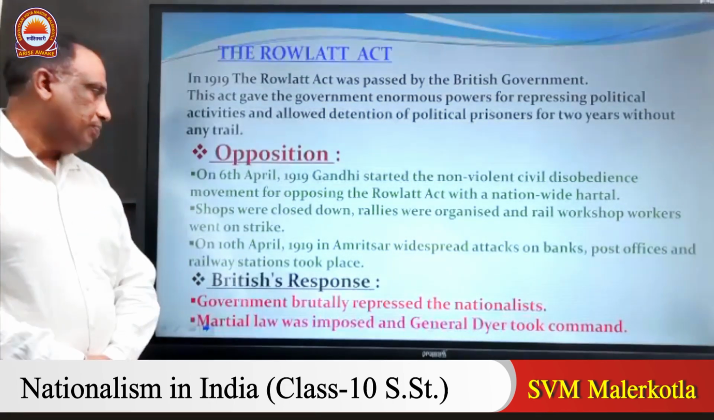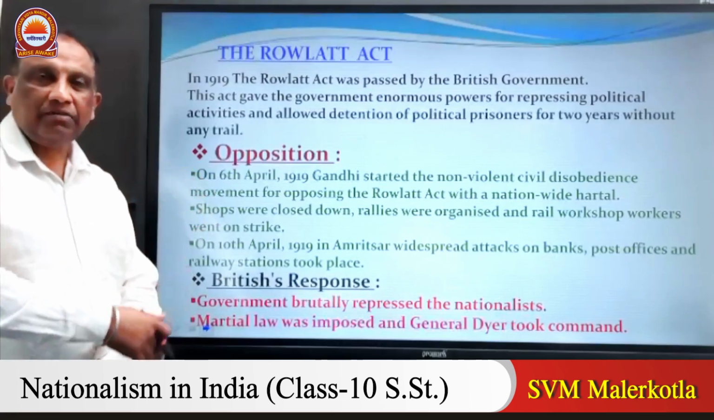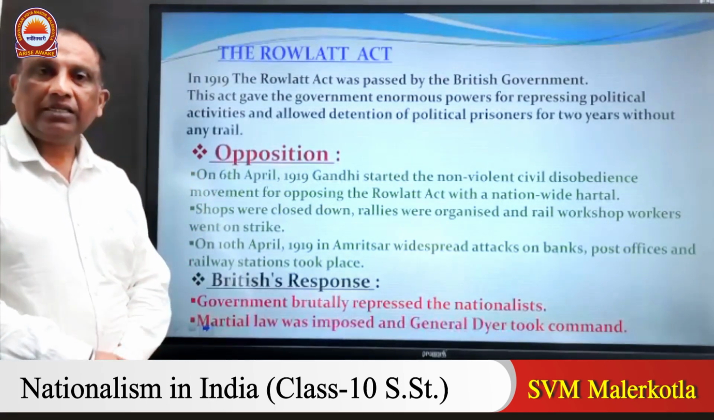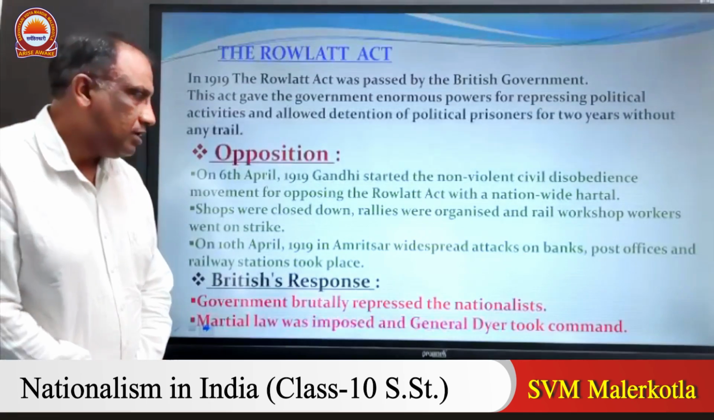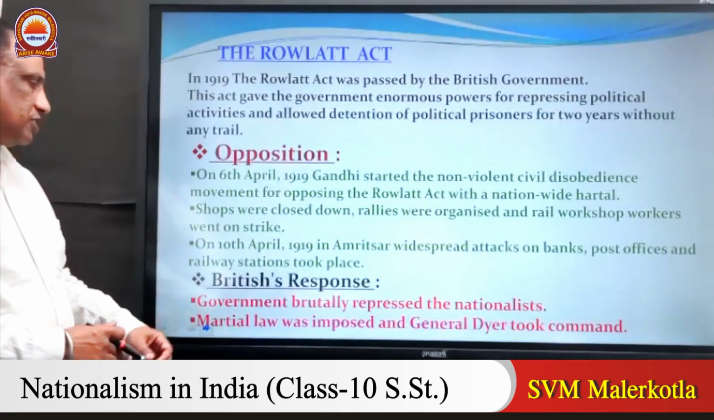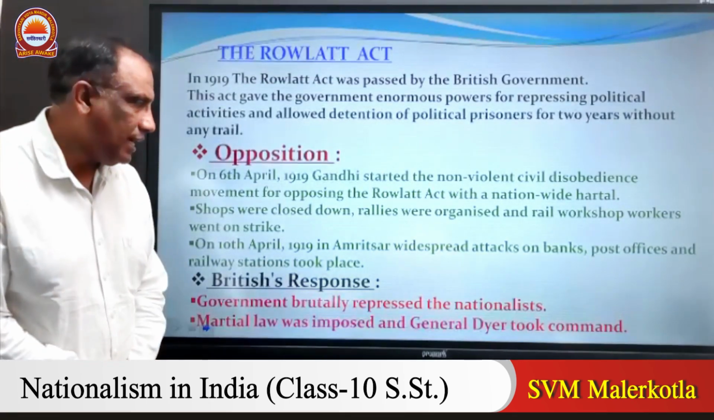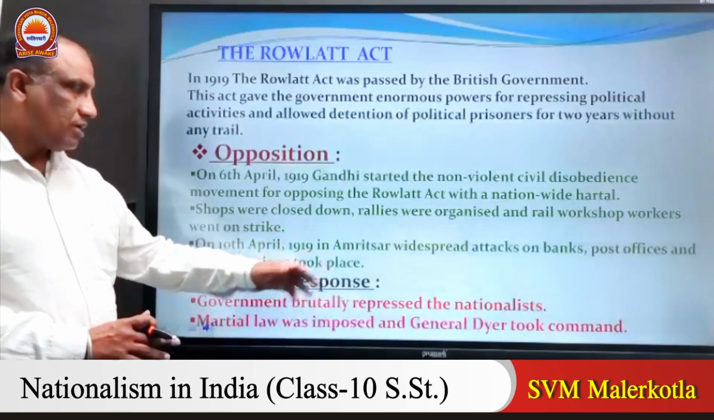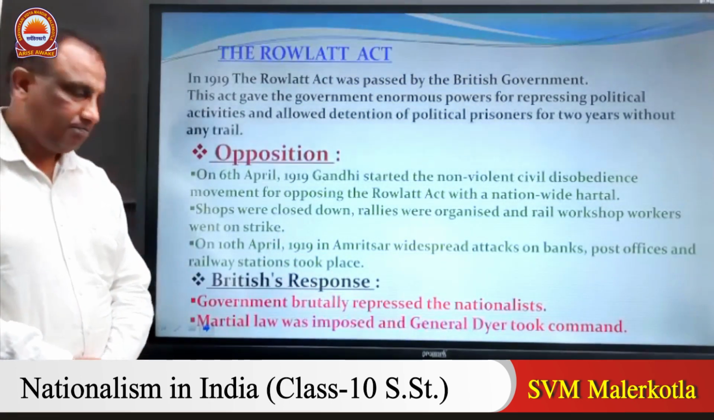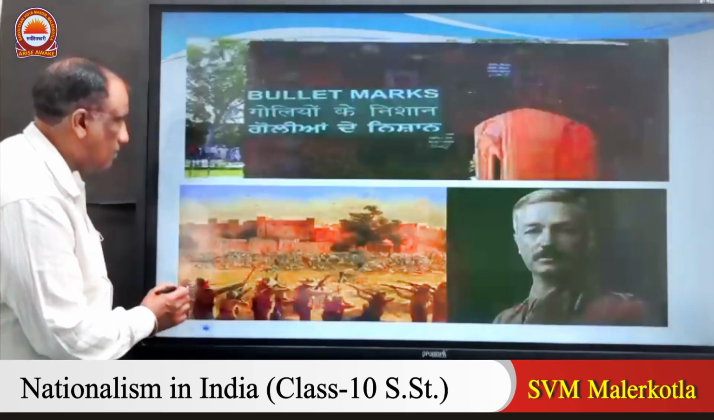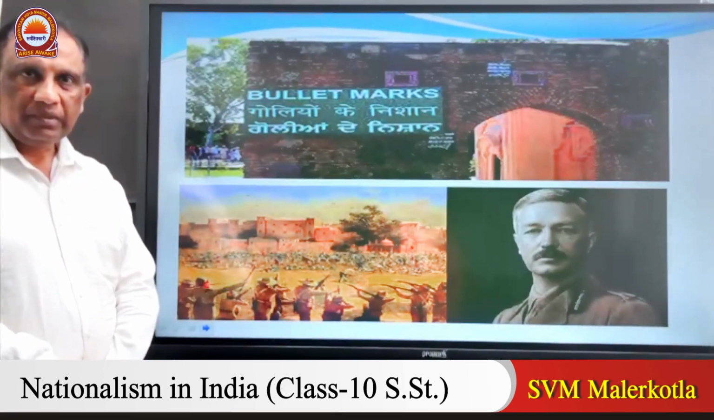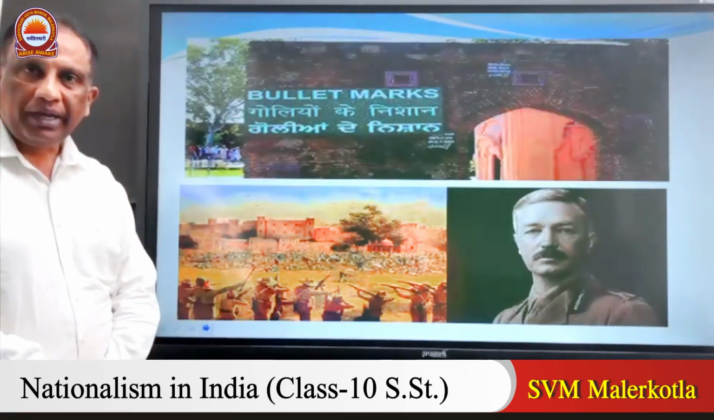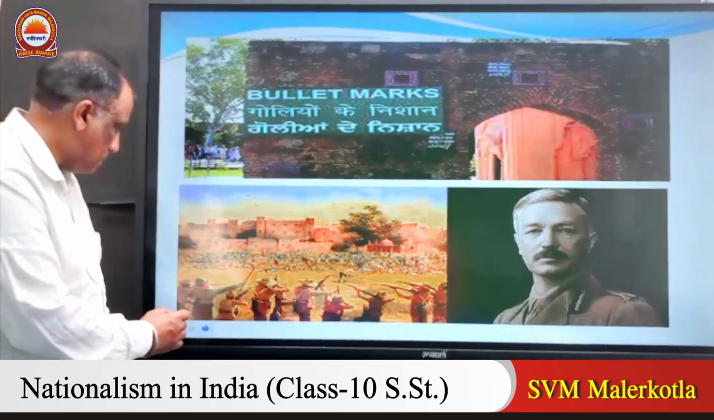Next is the British response. Now, how the British responded to these activities, we will see. The government brutally repressed the nationalists. Martial law was imposed and General Dyer took command. Now the command goes to General Dyer. Now here we can see the picture of Jallianwala Bagh. What happened, we already know. So the same thing we will see.